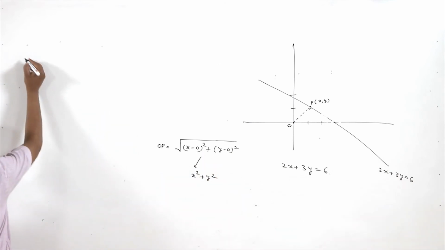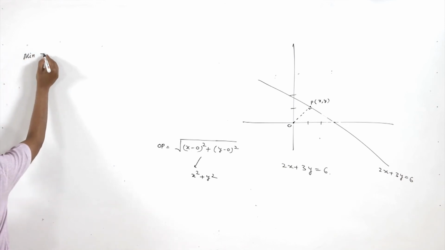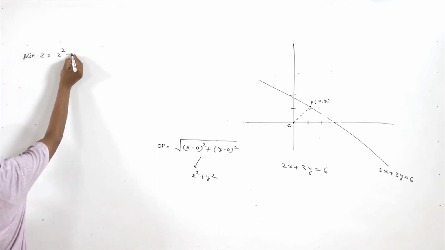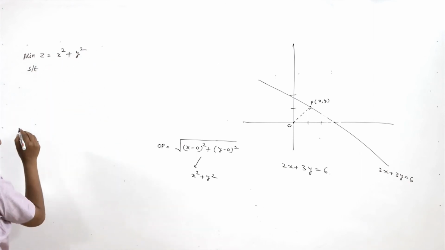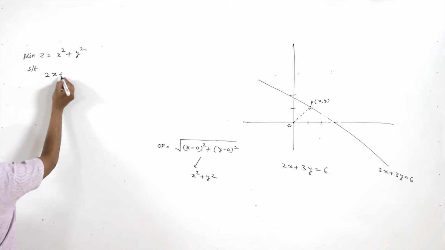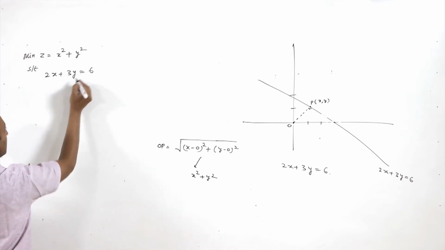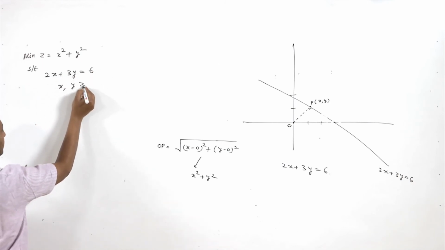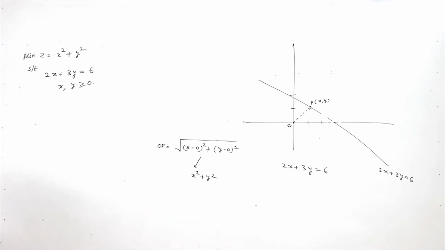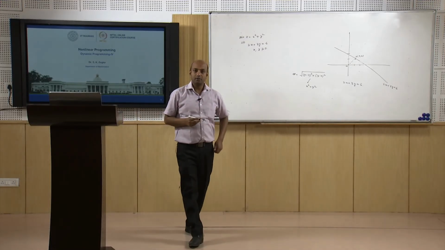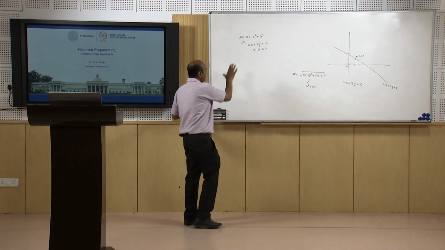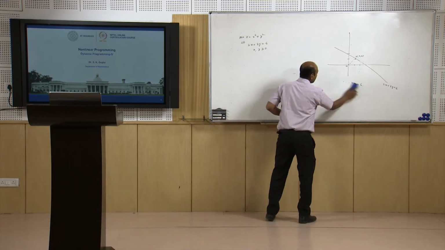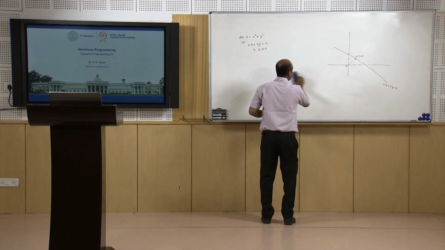So, what is the problem? The problem is minimization of z, which is x square plus y square, subject to the point lying on the line 2x plus 3y equal to 6, and x, y must be non-negative, because the point should lie in the first quadrant. This is the formulation of the problem. Now, how can we solve this problem using dynamic programming?